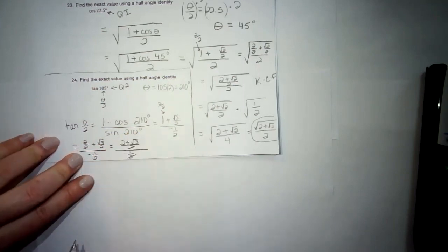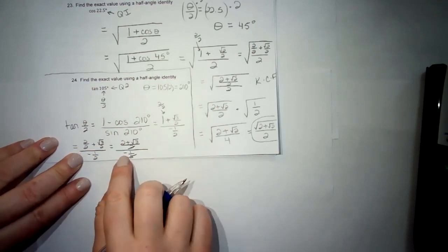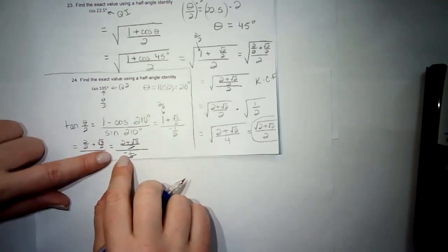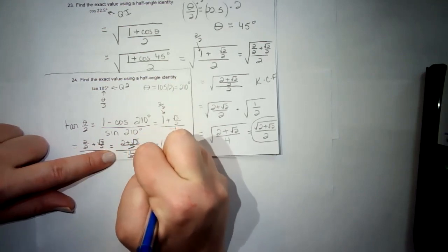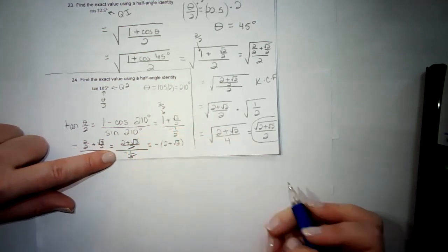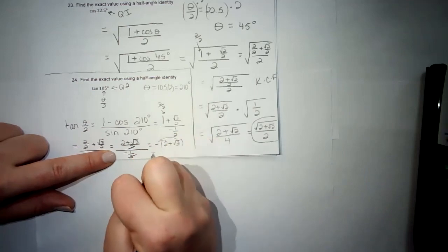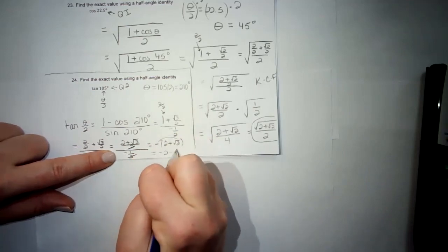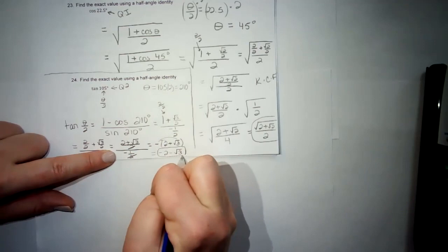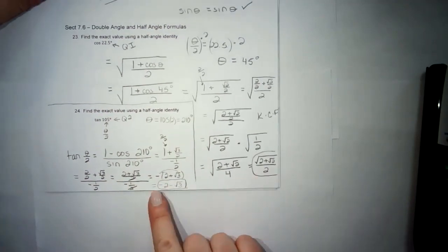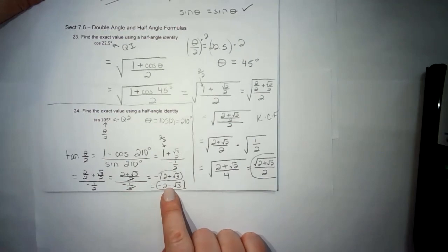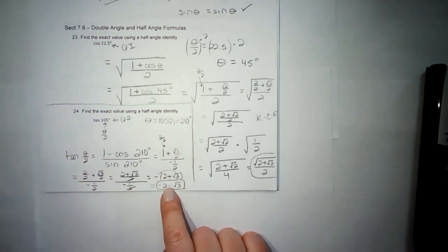These are going to cancel, which is really nice. And then I just have this negative 1 in the bottom. So I'm going to take this negative and distribute it through the top, since I don't have a denominator anymore. So your final answer is negative 2 minus root of 3. That's what you're looking for: negative 2 minus root of 3, because you distributed this negative from the bottom.